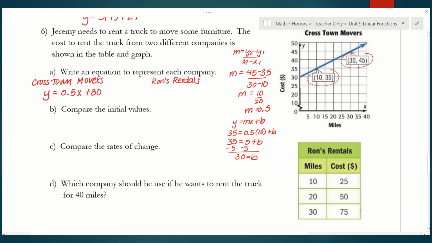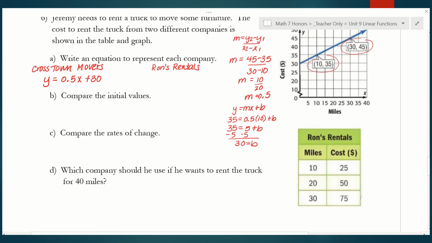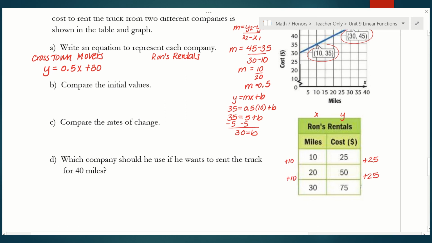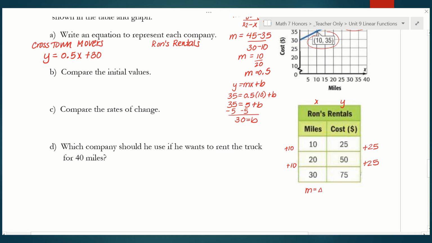So for Ron's Rentals, we have a table that we're looking at. And remember, to get the slope from a table, I can thankfully look for the change in y over the change in x. Okay, so we're using x as miles and y as cost. I'm getting that right from the graph above. And so I'm going to say my change in y looks like it's 25, and my change in x looks like it's 10. So my slope, again, is change in y over change in x, or 25 over 10 in this case, which is 2.5.